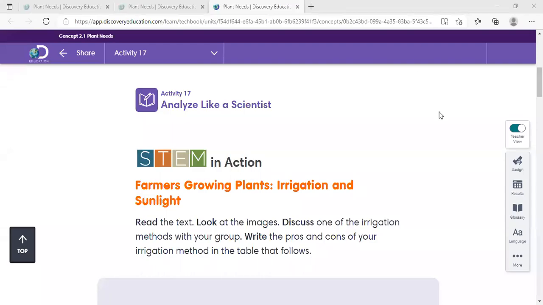Okay, grade five, this is activity number 17, analyze like a scientist. You'll find it in your textbook at page 43. This is a STEM in action. STEM means science, technology, engineering, and mathematics.